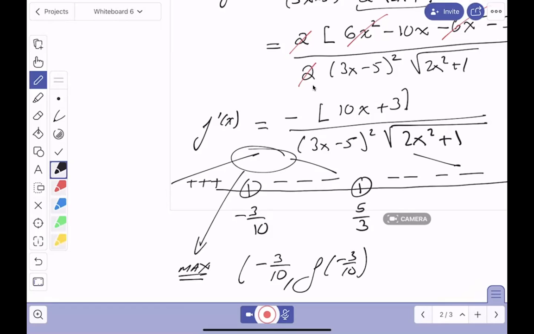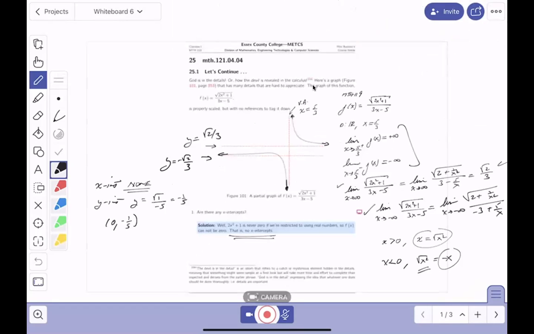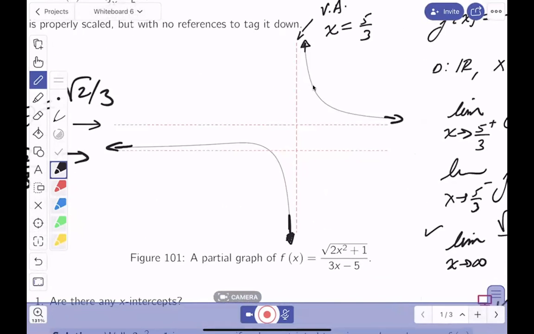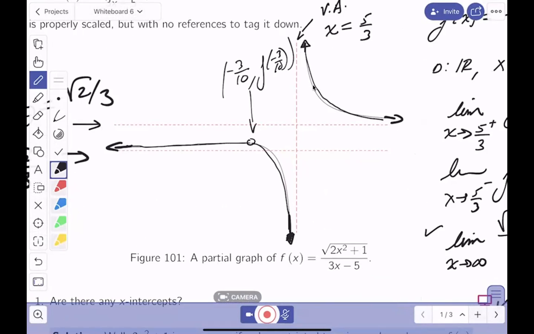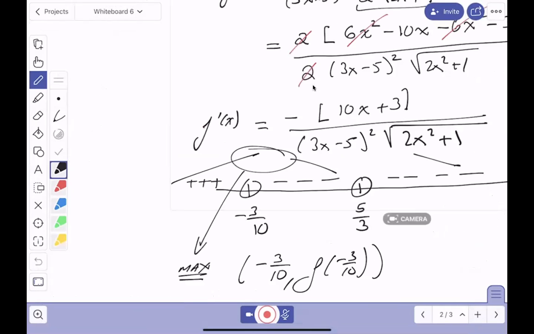Let me go back to my picture and see if this makes any sense at all. So what do I say? I do see a maximum over here somewhere. Where's that maximum? -3/10, f of -3/10. Now, if you remember what I said, it's increasing, decreasing, decreasing. Makes pure sense. All right. Now, again, I made a mistake at the numbers, but it makes pure sense to me.